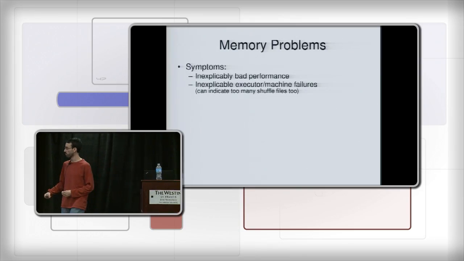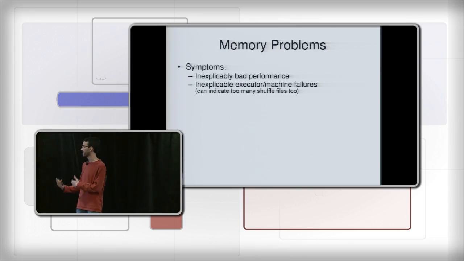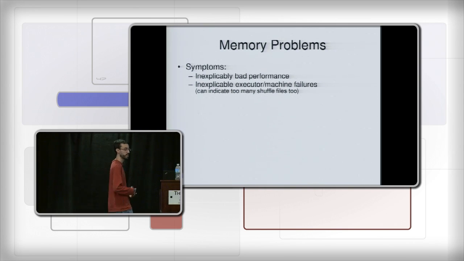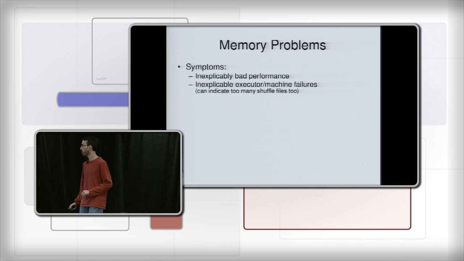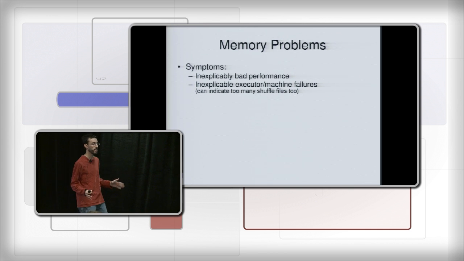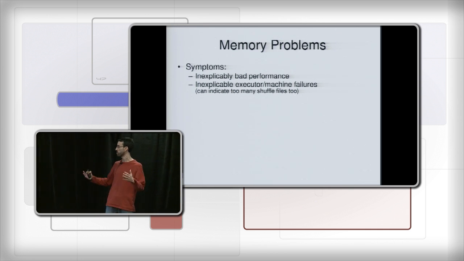All right. And so how do I know I have a memory problem, first of all, so I can diagnose it? First of all, if you're seeing inexplicably bad performance, meaning that your task is running just fine and then suddenly the performance just hits a wall and it stops moving. Or if you're seeing inexplicable executor or machine failures, your machine just stopped responding, not just a single machine that might have gone down, but many machines at once.